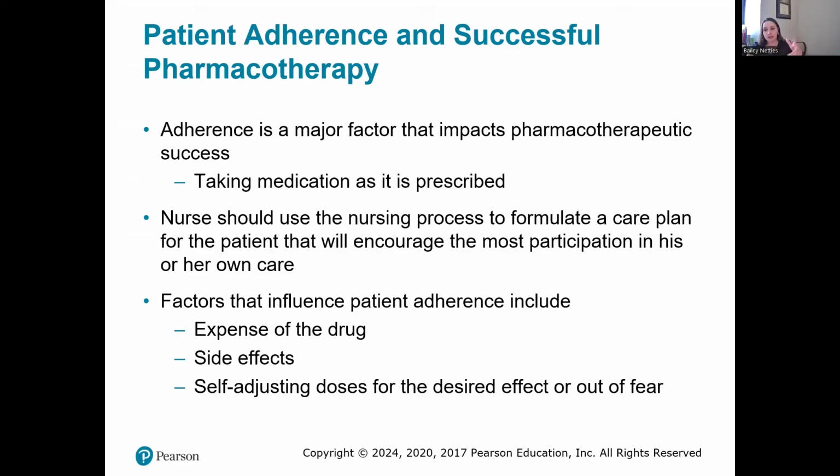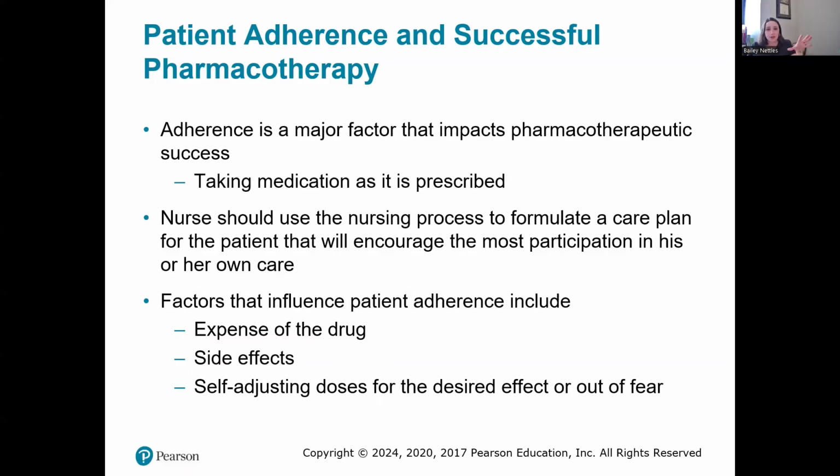Factors that can influence adherence: expensive, if the drug is really expensive, if there's a bunch of side effects, or they self-dose. Okay, that's a big one. Expensive is a big one too, because not everyone has money, right? We know that there's people who don't have any money and they can't afford their medication. If they have a bunch of side effects, we might need to find out if they have these side effects, or we need to change the medications to decrease the side effects, or give them this other medication that stops this side effect from happening, right?